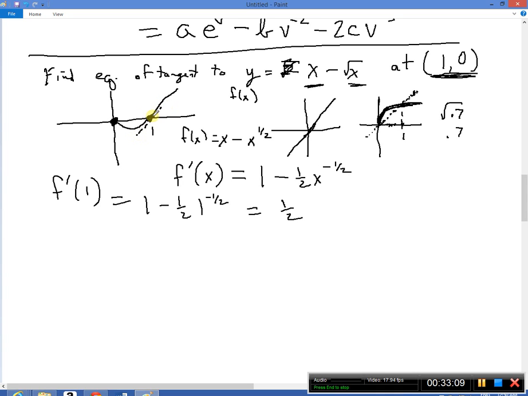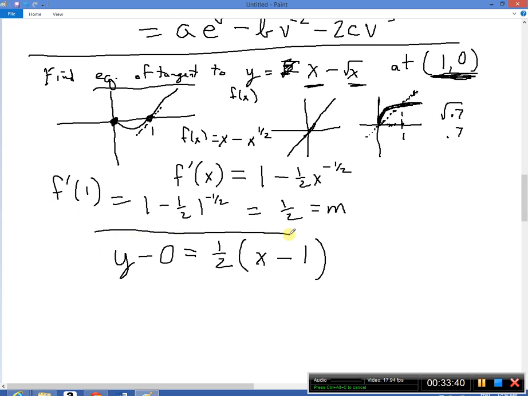So this is my m, but I want the equation of the tangent line at this point, 1, 0. So I've got my slope, I've got a point, I'm in business. I can write the equation as y minus the y value, which in this case is 0, equals m, which is 1/2, times x minus the x value, which is 1. And that's it, folks.